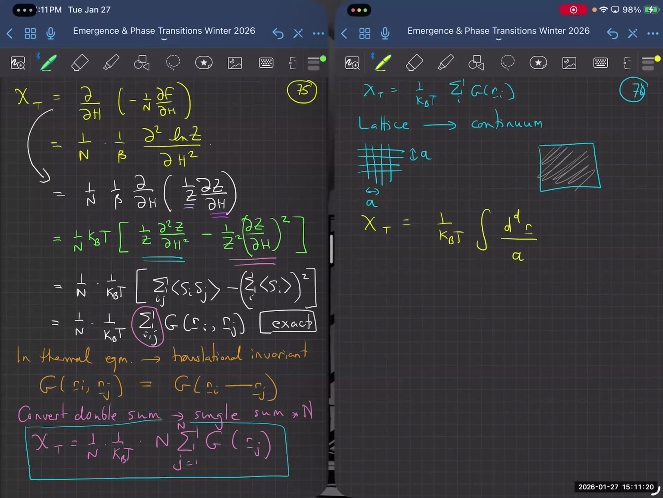divided by the volume of a lattice unit cell, a to the d, times the 2-point correlation function as a function of r, and that's over the whole system. And this is the thing that's called the static susceptibility sum rule.